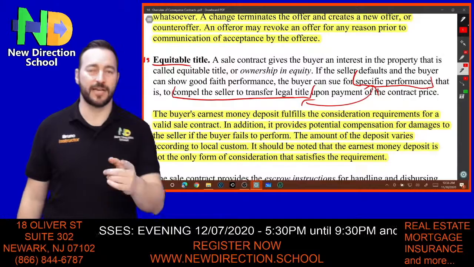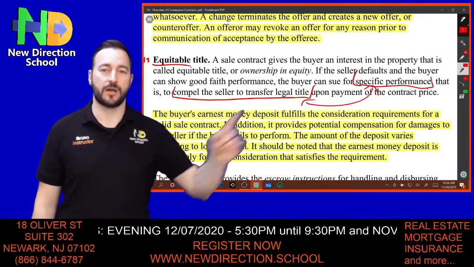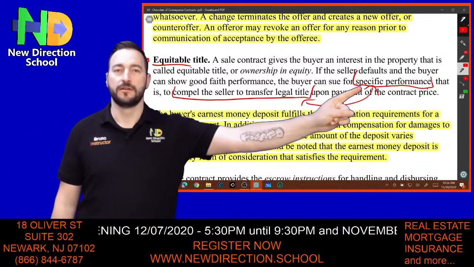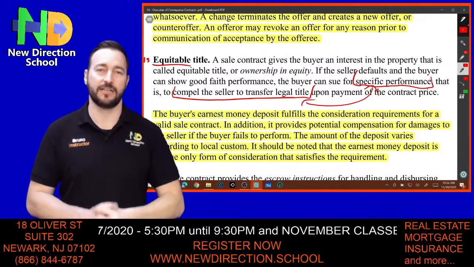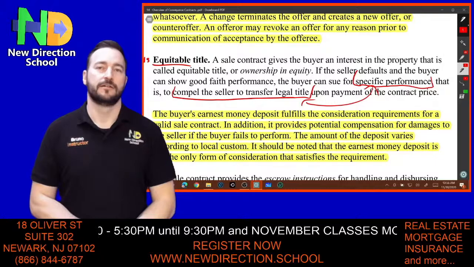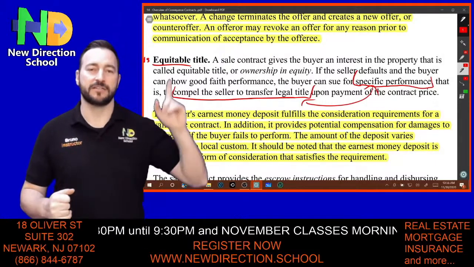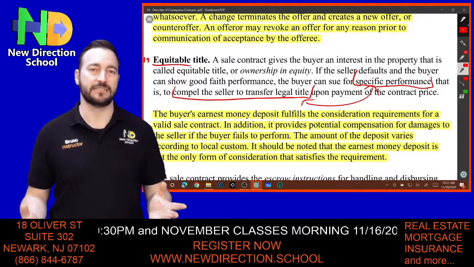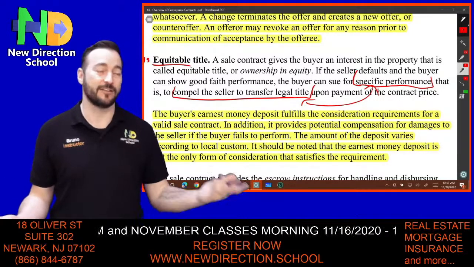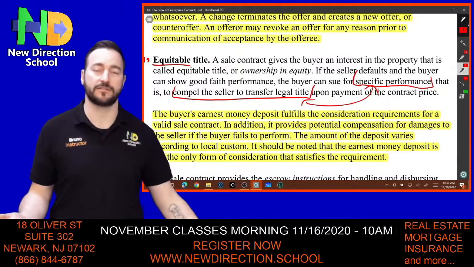Specific performance. Seller, you're supposed to sell to me. So I'm going to force you to perform the specific terms of the contract, which is you are selling and I am buying. Okay? So I have that right because I have equitable title. It's different from a lease. A lease, I'm just renting. The seller, the landlord, can sell to whoever they want.